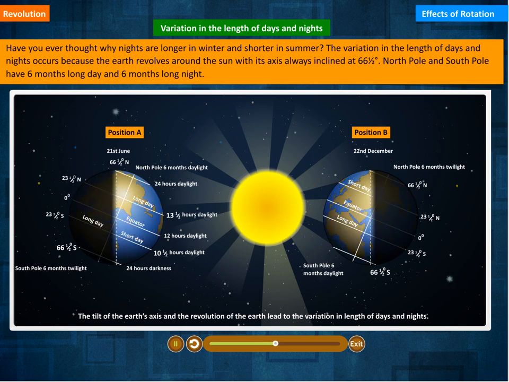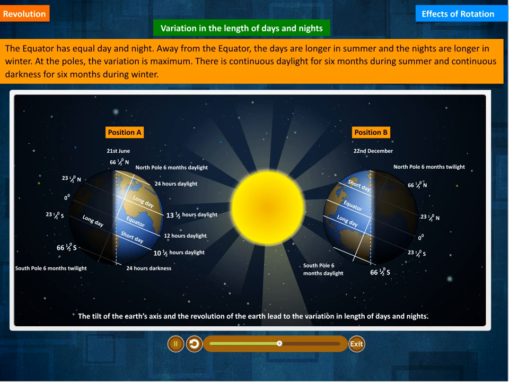North Pole and South Pole have 6 months long day and 6 months long night. The equator has equal day and night. Away from the equator, the days are longer in summer and the nights are longer in winter. At the poles, the variation is maximum. There is continuous daylight for 6 months during summer and continuous darkness for 6 months during winter.